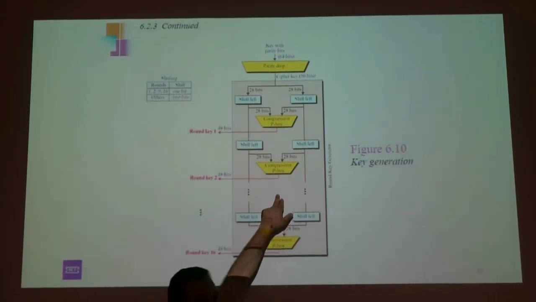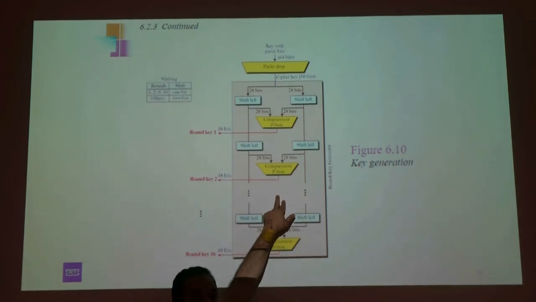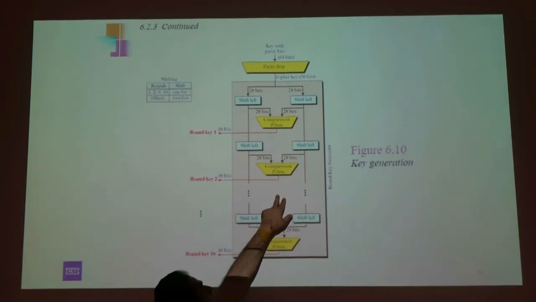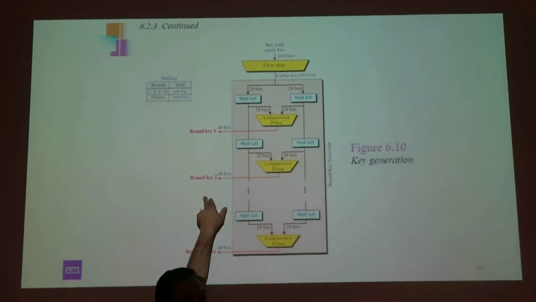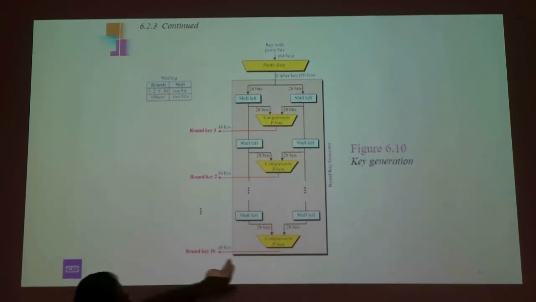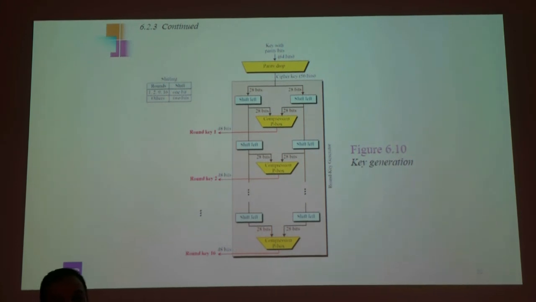Then you go to the third. How many shifts will I have? 2 shifts from the table. And then I have the third key. I keep going until the last one. I have the round key 16.